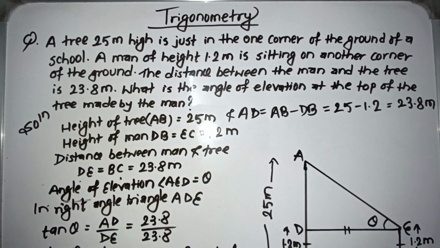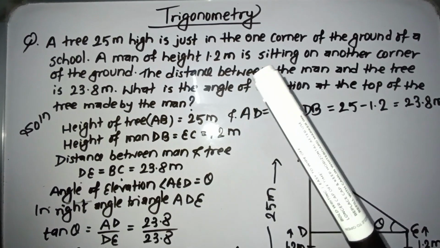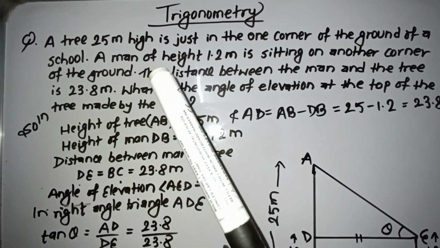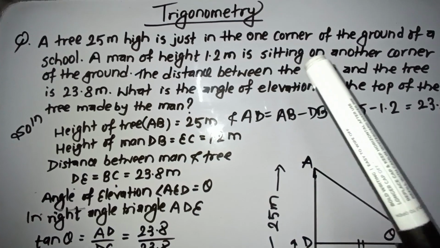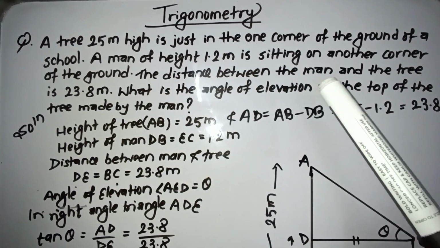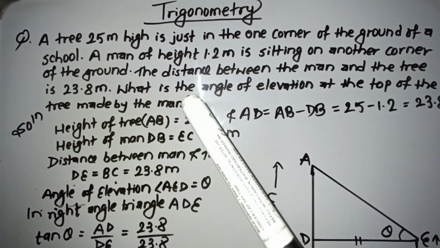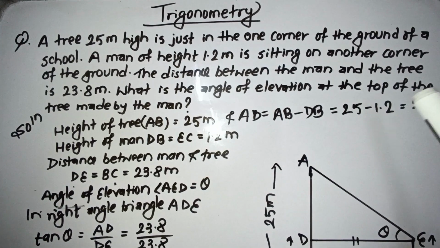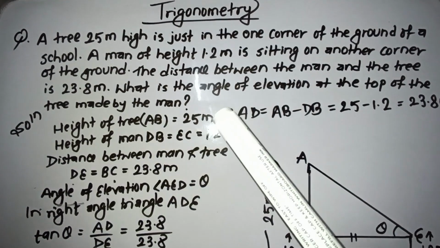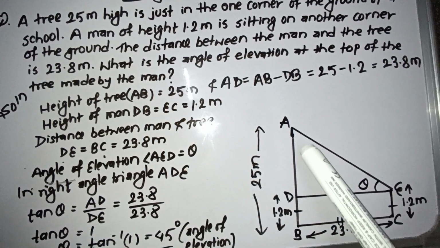In this question, a tree of 25 meter is just in the corner of the ground of a school. A man of height 1.2 meter is sitting on another corner of the ground. The distance between the man and the tree is 23.8 meter. Then what is the angle of elevation to the top of the tree made by the man? We get more clarity by drawing this picture.